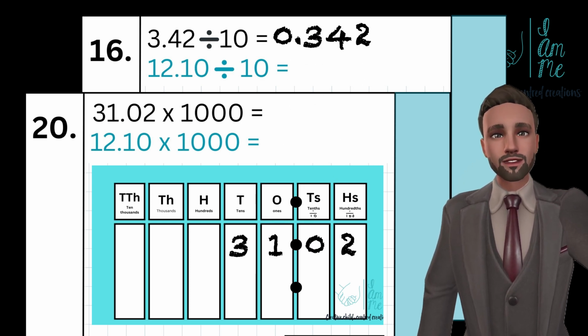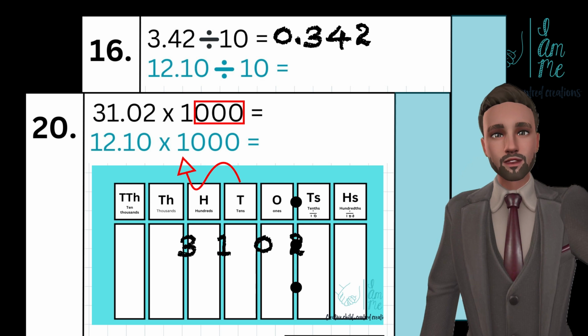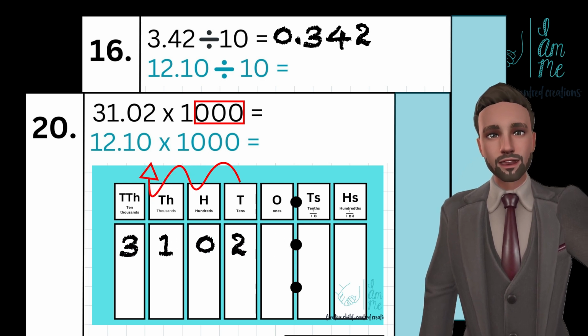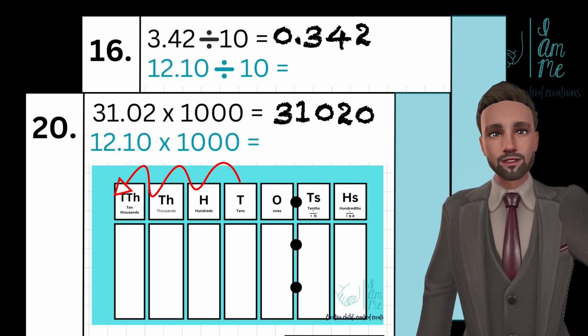Next, 31.02 times by 1000. We are multiplying, and there are 3 zeros in the 1000. So I need to move my number 3 times up. I need to put a 0 as a place value holder, giving an answer 31,020.